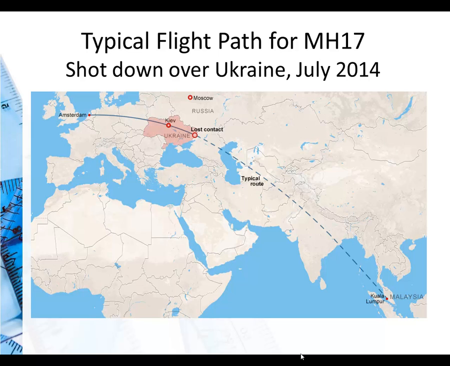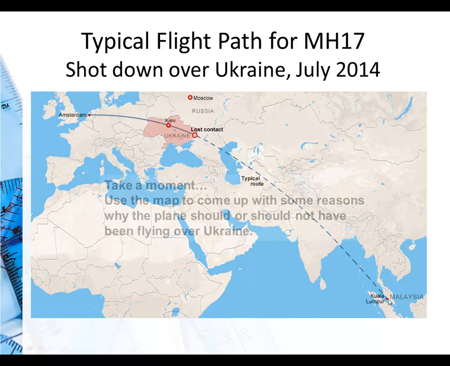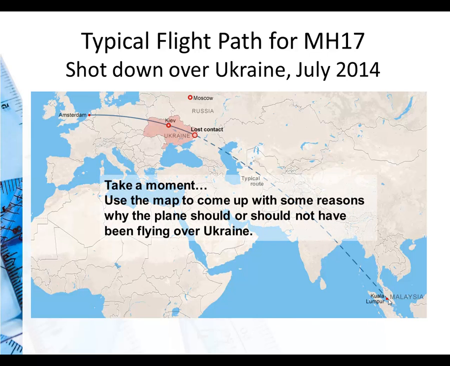it was shot down over the Ukraine. Looking at the map here, you might wonder, what was it doing over the Ukraine? It started in Amsterdam and it's trying to go to Kuala Lumpur. So take a moment and use the map to come up with some reasons why the plane should or should not have been flying over the Ukraine.